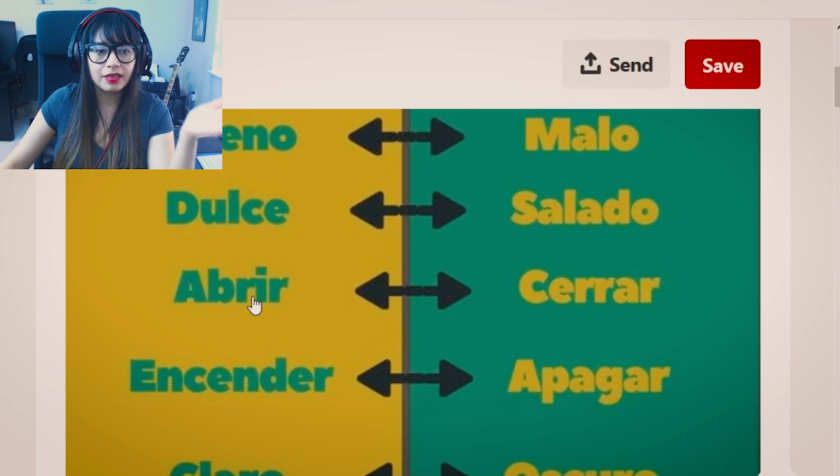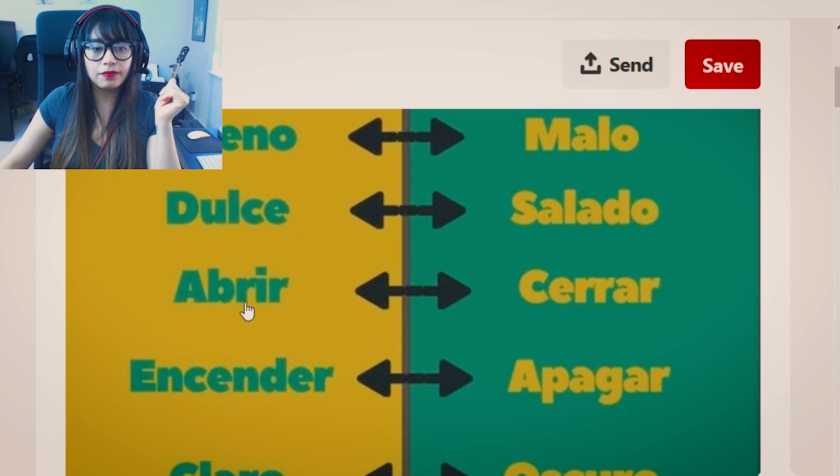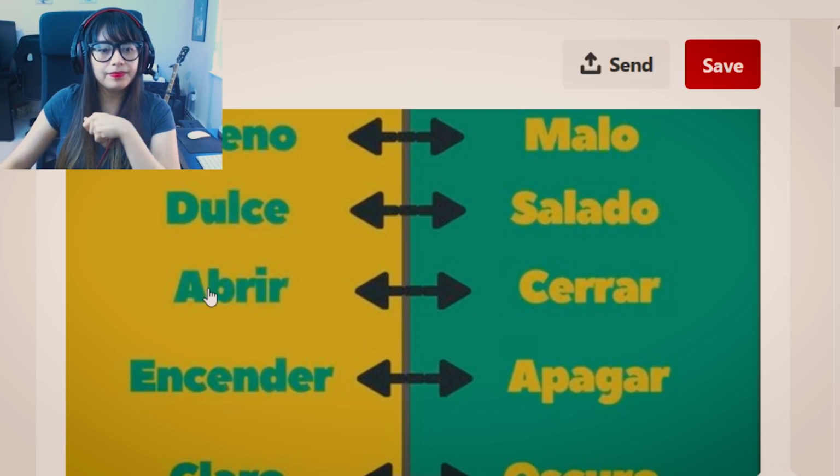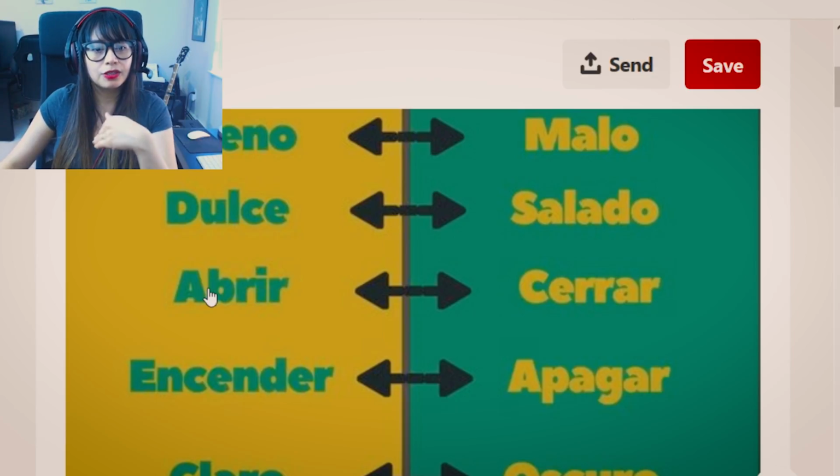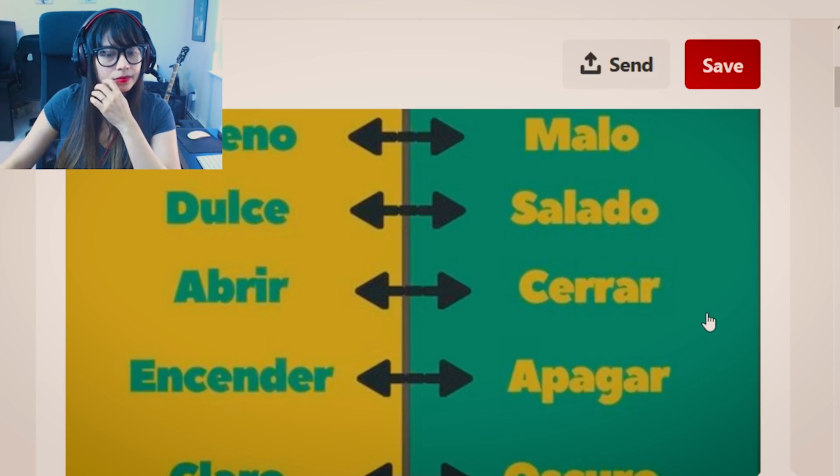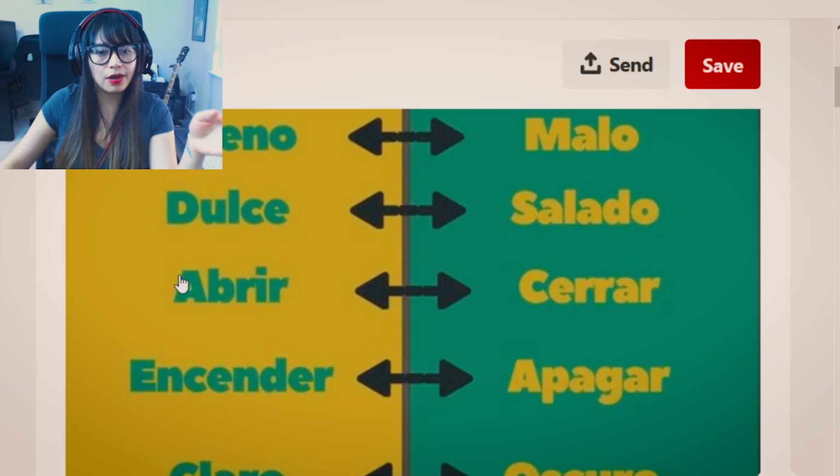The opposite of abrir is cerrar. Abrir, cerrar. Abrir means to open and cerrar means to close. So these two are Spanish verbs.